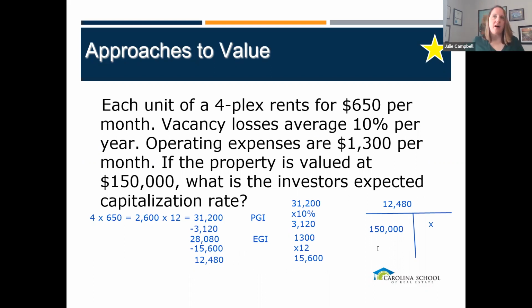That fourth line means divide. So I take 12,480, divide it by 150,000. On my calculator, I get a rate of 0.0832. That's the rate. If the problem wants to know percent, I just move my decimal over two places.